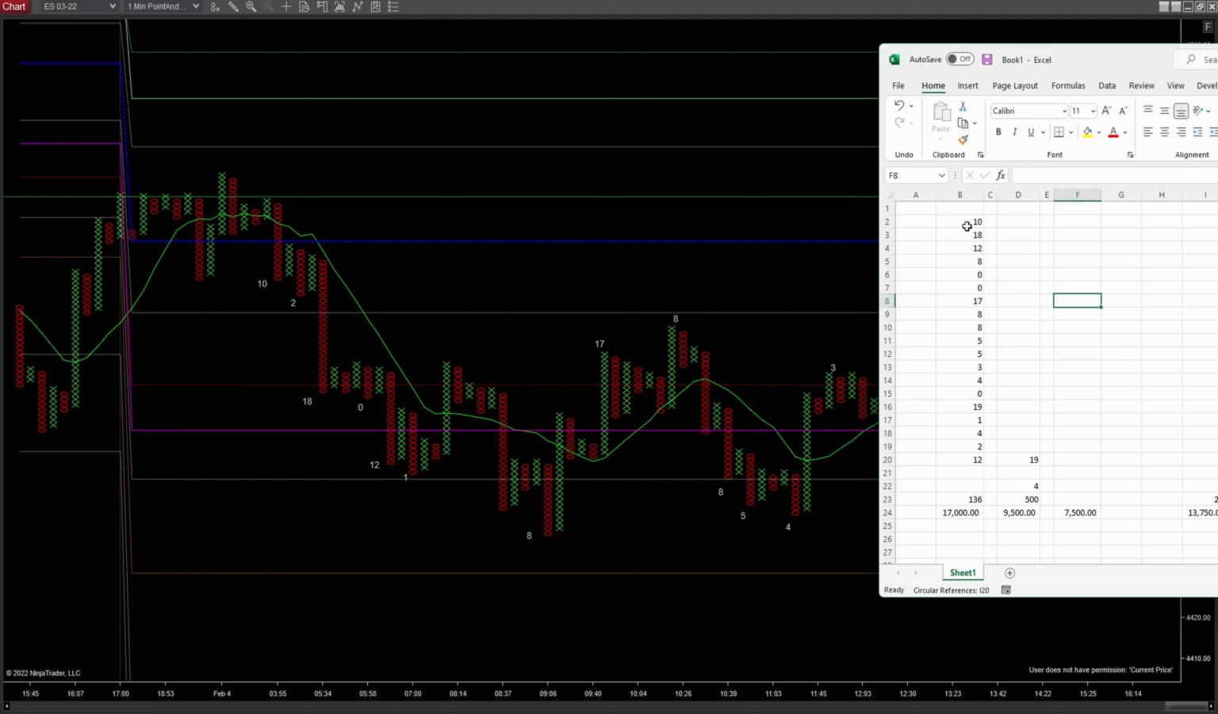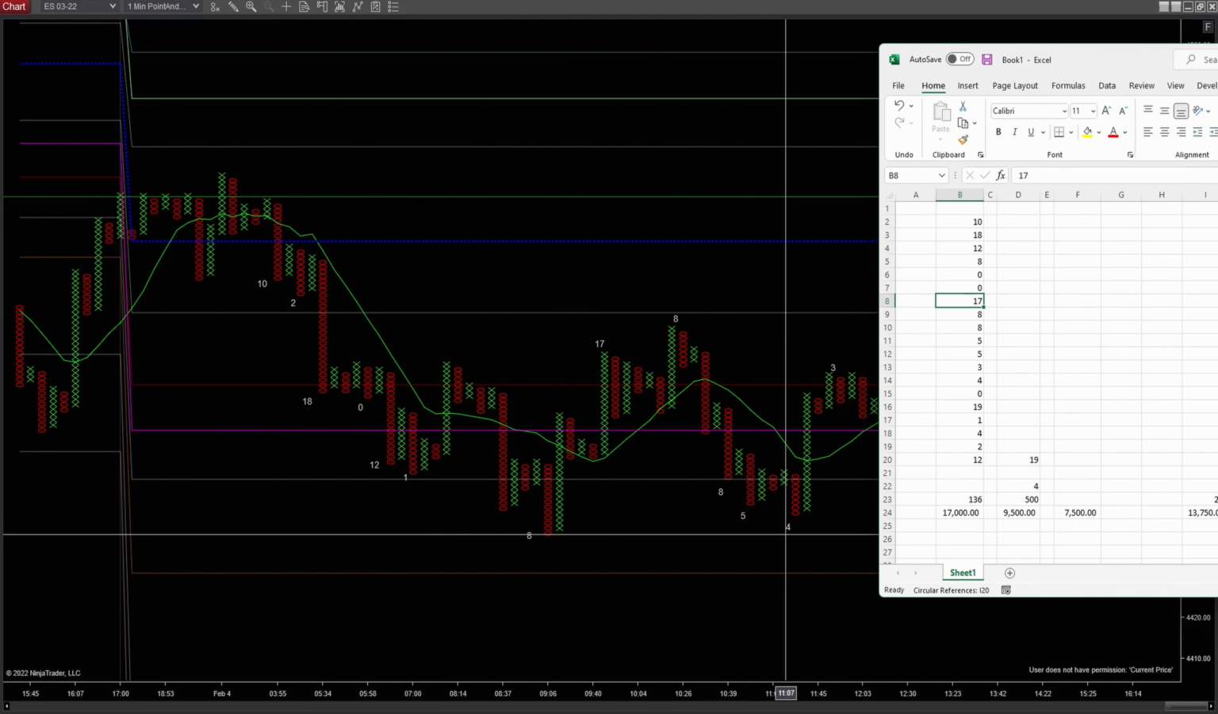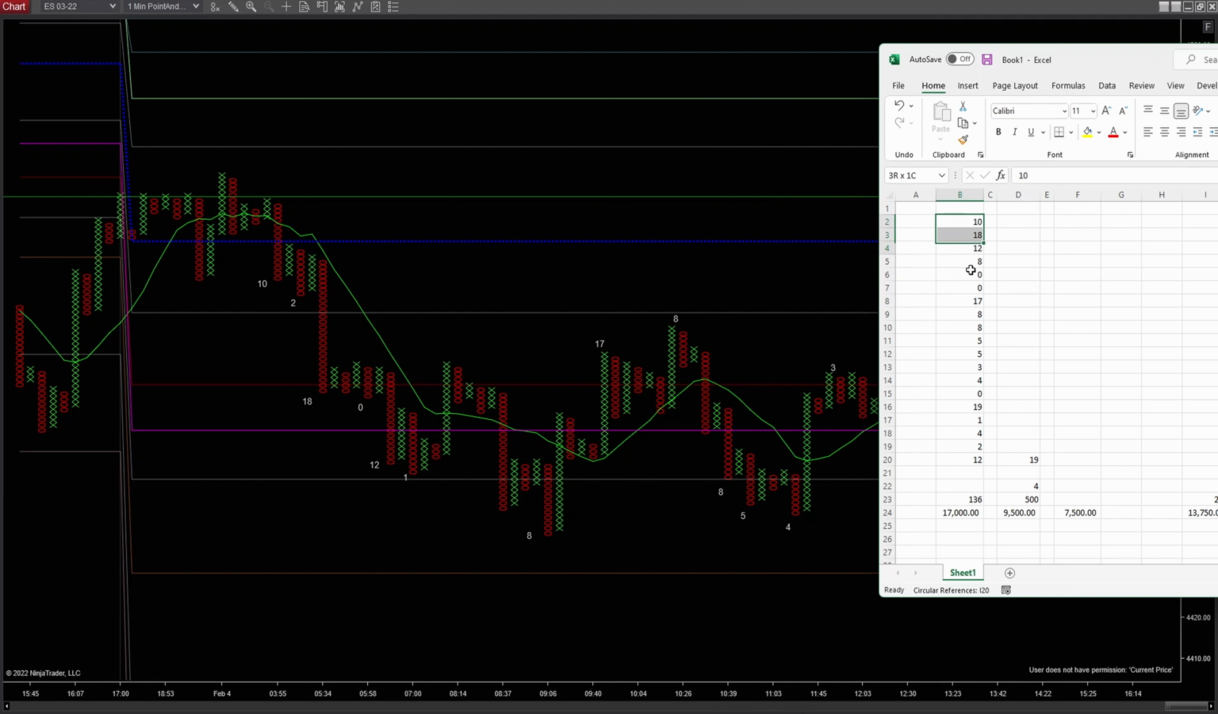So we have 10, 18, 12, 8, 0, 0, the ones that I think I missed. Then you have 17, 17, 8, 8, 5, 4. You get the idea, right? So all of these are the number of bars. Now each bar, in total we do have an accumulation of 136 bars in between all of this.